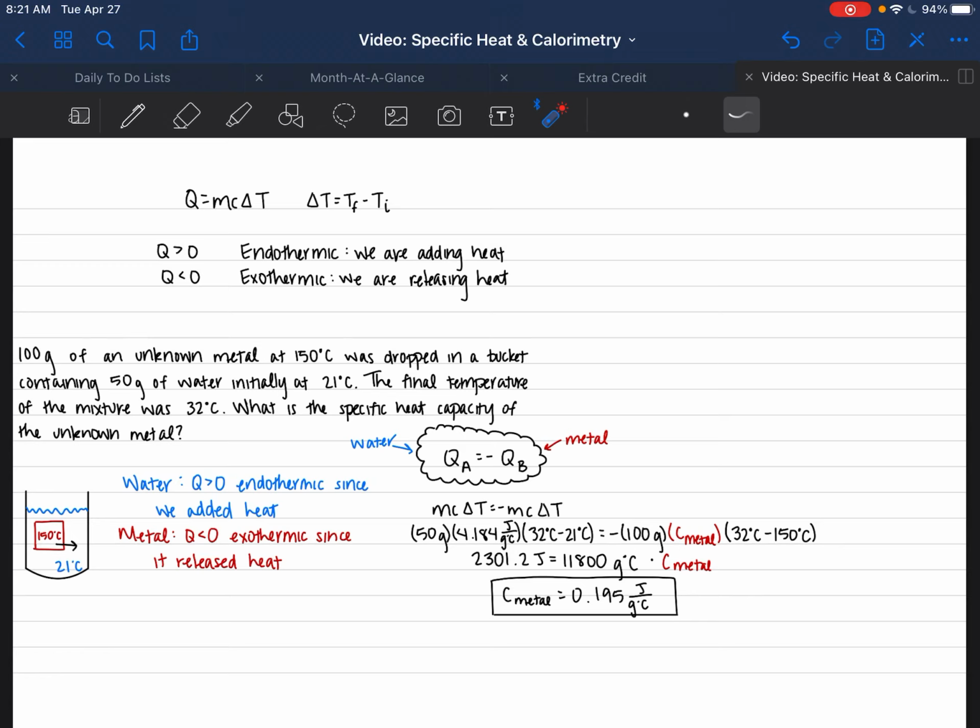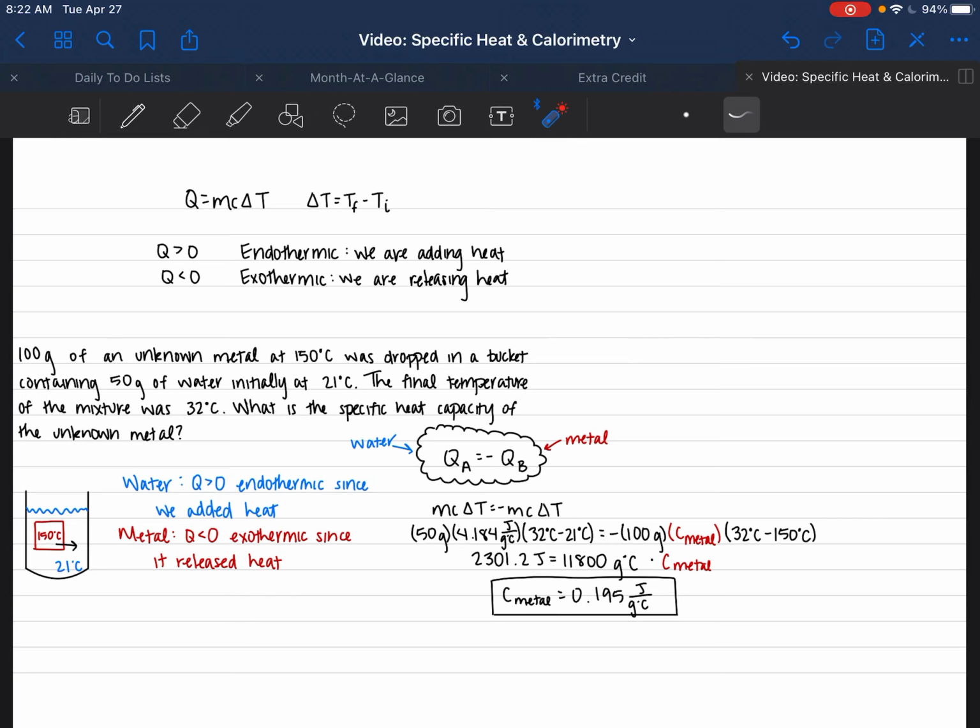If that final temperature is lower than the initial temperature, you'll notice that our delta T, that change in temperature, will be a negative number. If that delta T is a negative number, then our Q will also be a negative number. And same goes for the opposite. If our final temperature is higher than the initial temperature, then our delta T, that change in temperature, will be positive, and our Q will be positive.